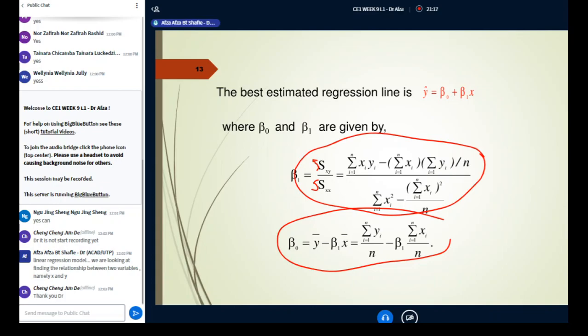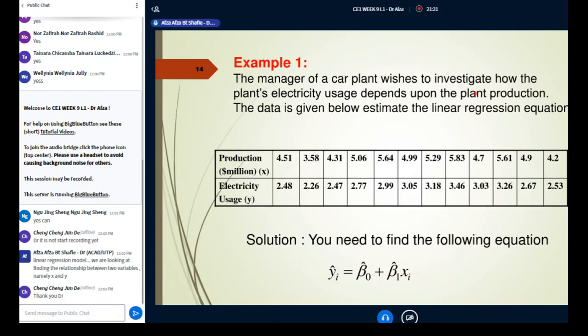All right. So for example, it says here, the manager of a car plant wishes to investigate how the plant's electricity usage depends upon the plant production. This is the data that is given below to estimate the regression equation. So what we have here is a situation where we think that the electricity usage depends upon the plant production.